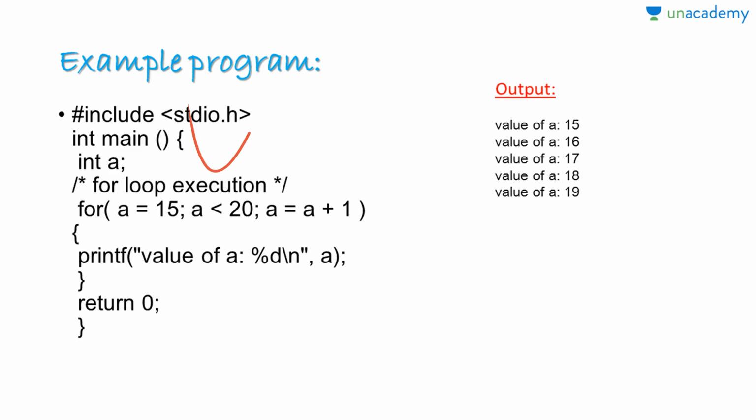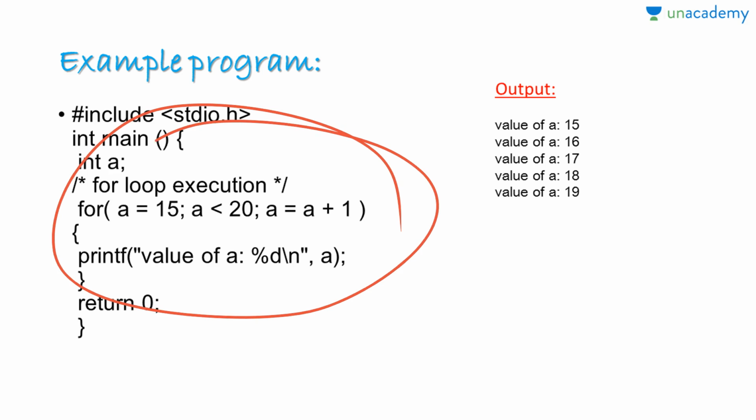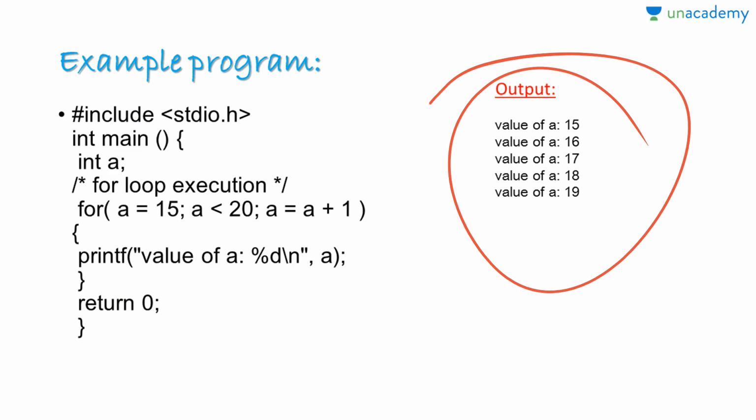Check the condition. 16 is less than 20. True. So execute the body of the loop. Value of a is 16. The process keeps continuing until the last statement where value of a is 19 is printed. After that, update expression, it is incremented to 20, but 20 is not less than 20, so it comes out of the for loop. So this is the output for the example program of for loop.